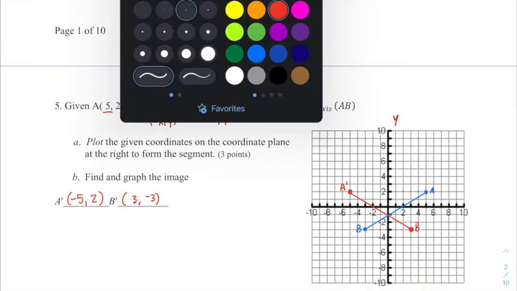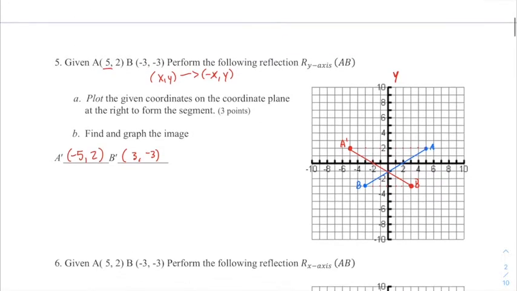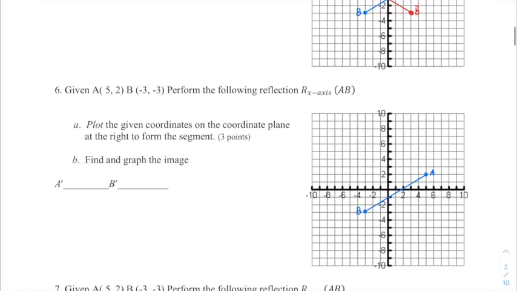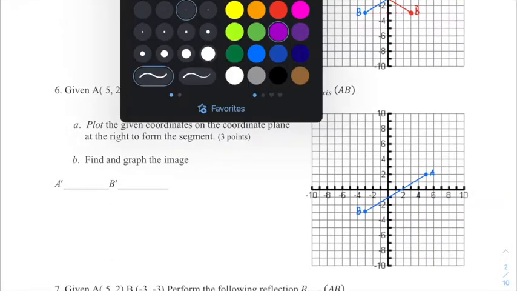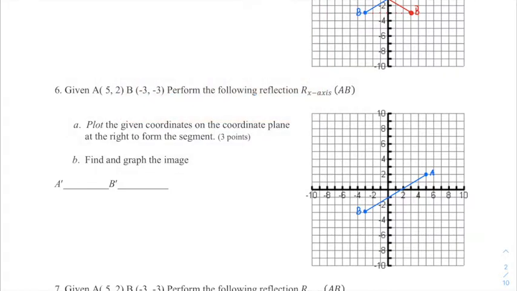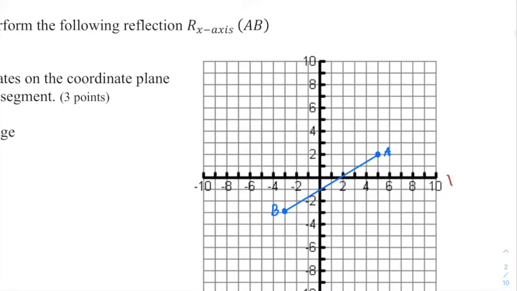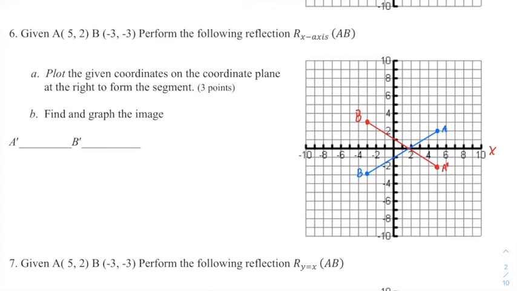Okay, so that's it there on a reflection across the y-axis. Next one here, we'll do a reflection across the x-axis. It's pretty similar here, so here's your x-axis right there. A is 2 away from the x-axis, so A prime will also be 2 away from the x-axis. And as far as B, B is 3 away, so you can put that right there, line them up, and then you're good to go.